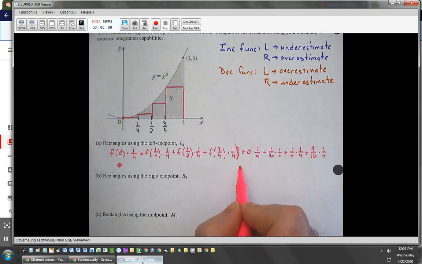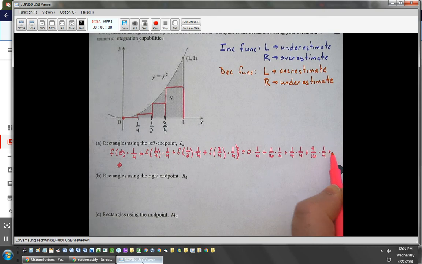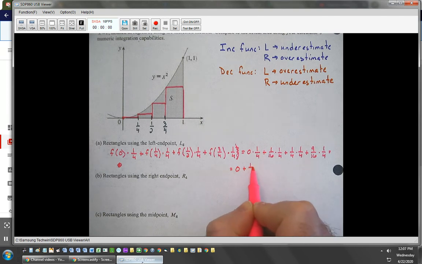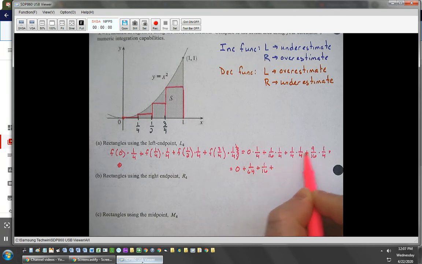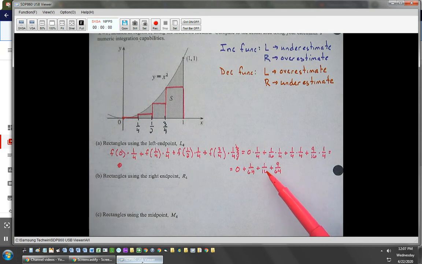which ends up being 0, plus 1/64 plus 1/16 plus 9/64. Let's shoot for a common denominator here. So I'm going to just rewrite it. I don't feel like rewriting that whole thing.